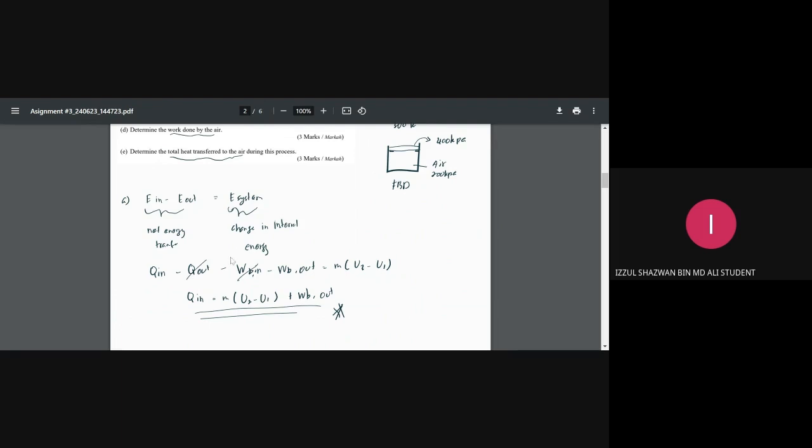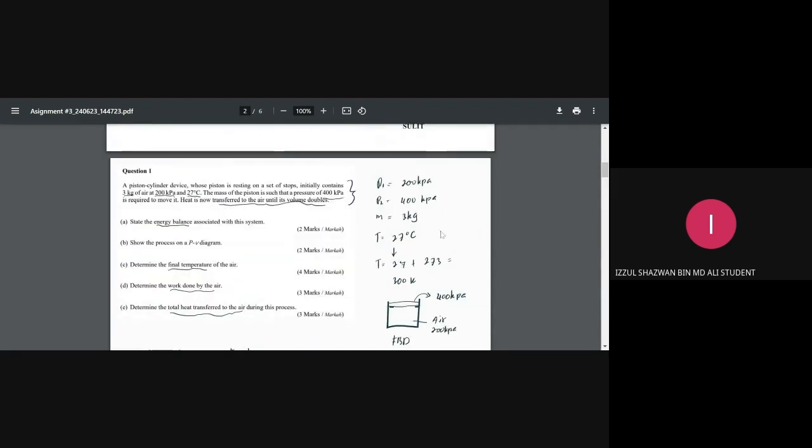So there's no Q out. We will see from the free body diagram that there is no Q out and there is no work boundary in. So that left us with Q in minus work boundary out equal to m times U3 minus U1. Since the work boundary is a change of internal energy, we will put it right here, leaving Q in as before.